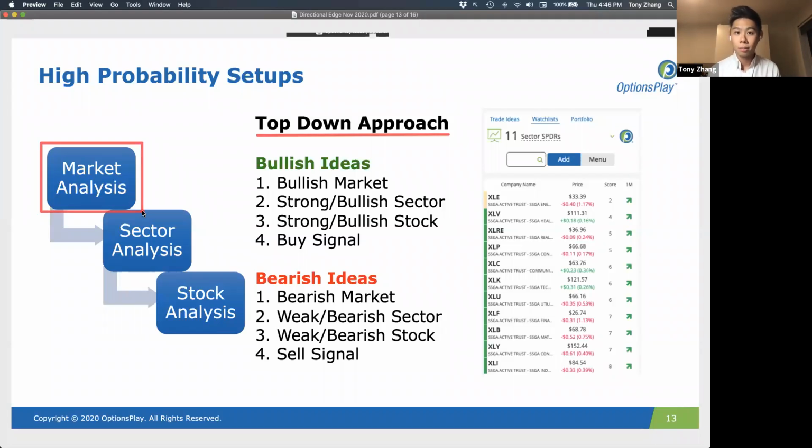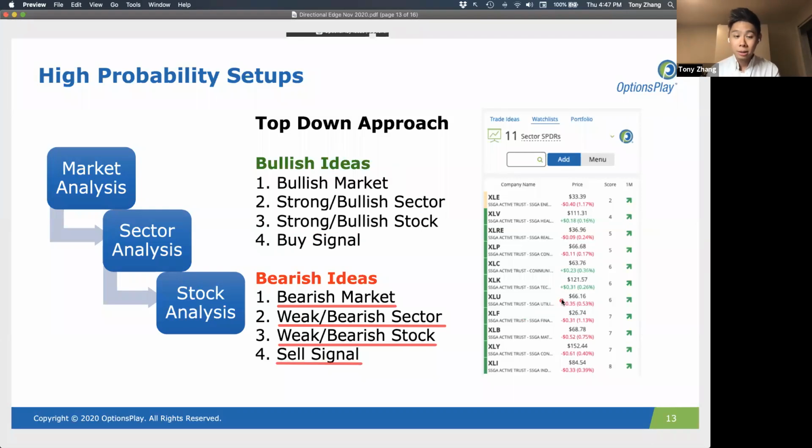Because once you have that broader market view, that's when you can then start looking at sectors, and then that's how you can then identify stocks. So when we're looking for high probability setups, what we're looking for is really, first of all, a fairly bullish market, or a market that we're fairly bullish in. And then we want to find bullish sectors within that bullish market, and then look for bullish stocks within that bullish sector. I'm going to show you how you can drill down into this using the OptionsPlay tool, and that becomes our buy signal. And vice versa, when we have more of a bearish view on the markets, that's when we can then identify weak sectors and then identify weak stocks within that sector, and that's how we generate our sell signals.